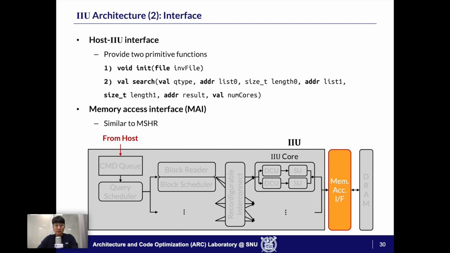The host processor can utilize 2U with very simple intrinsic functions. Init needs to be invoked before the search to configure 2U and load the index file to non-cacheable memory. Then, the search function is invoked to send a query to 2U. All these units access memory through a Memory Access Interface, or MAI, which is similar to MSHRs in a general purpose processor's memory system.